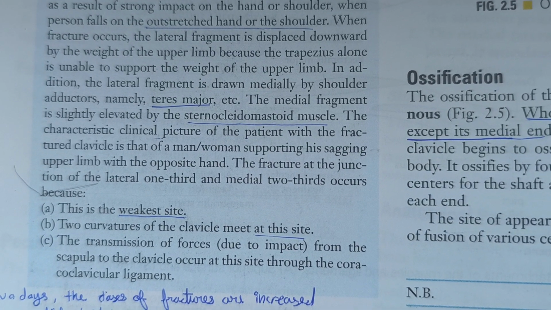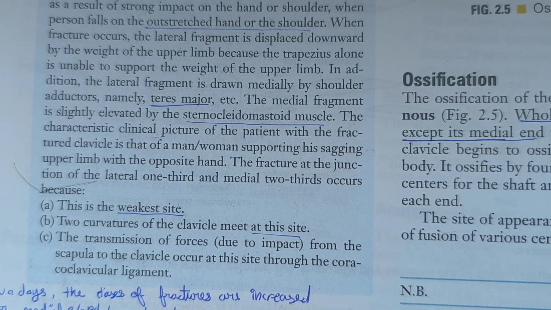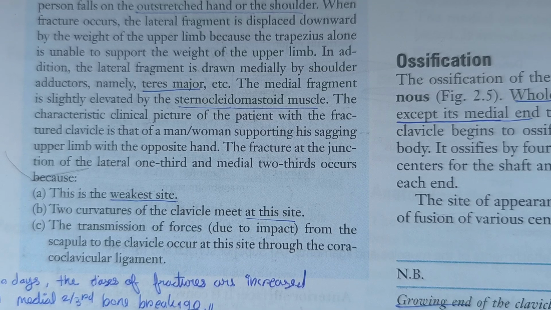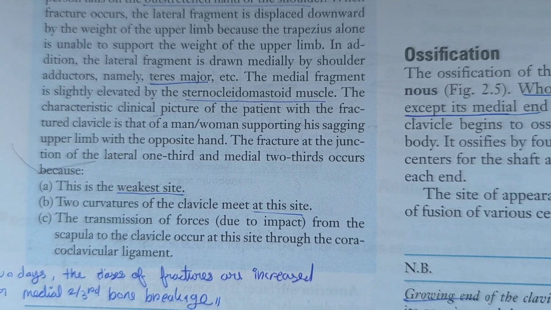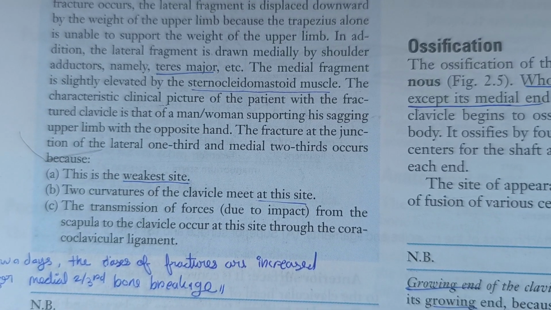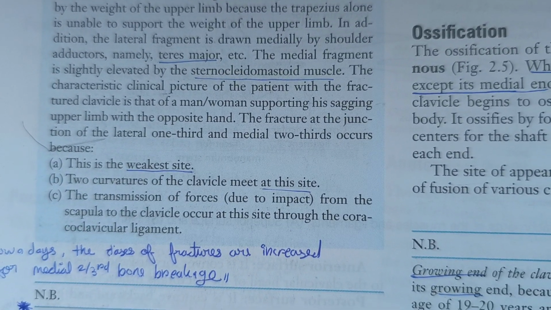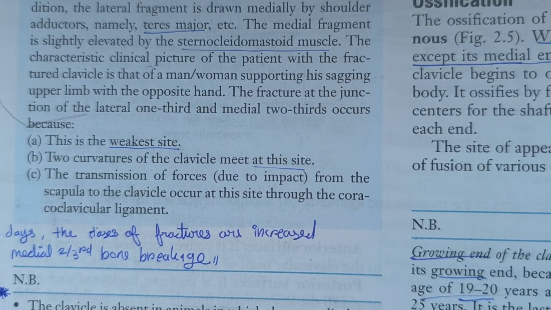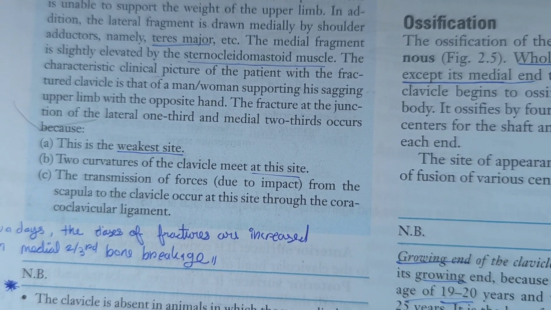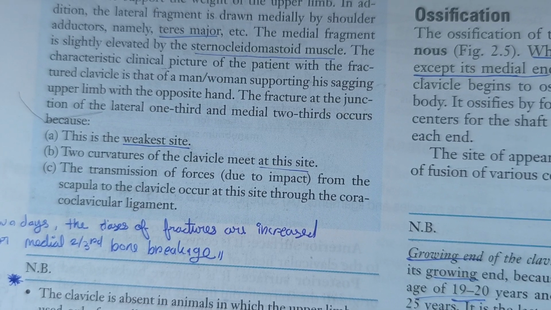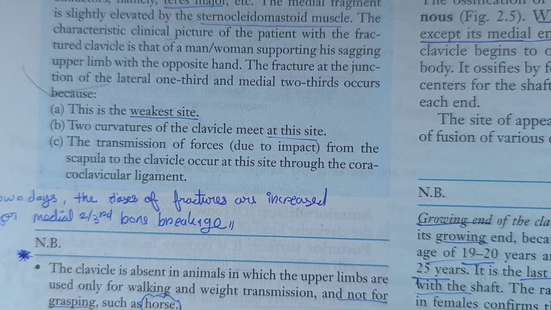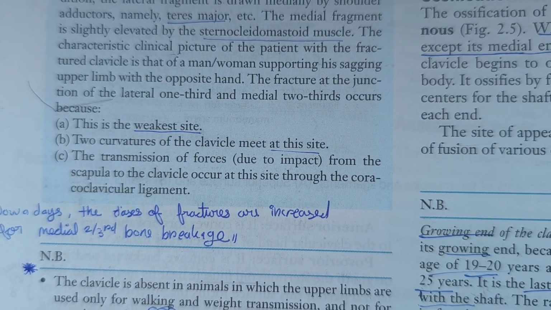When a person falls on the outstretched hand or the shoulder and the fracture occurs, the lateral fragment is displaced downwards by the weight of the upper limb because the trapezius alone is unable to support the weight of the upper limb. In addition, the lateral fragment is drawn medially by shoulder adductors, namely teres major, etc. The medial fragment is slightly elevated by sternocleidomastoid muscle.